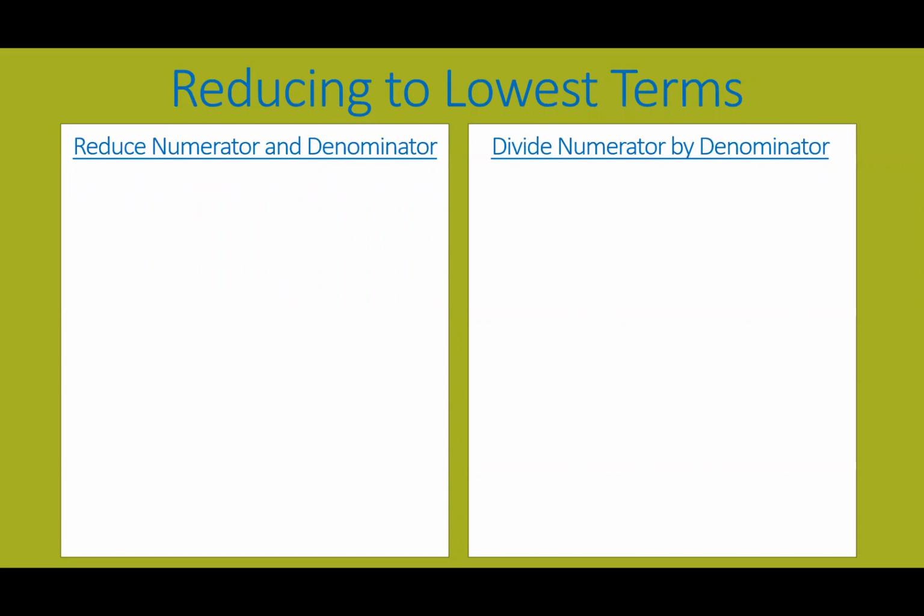Okay. So here are the 2 strategies. Reduce the numerator and denominator, or divide the numerator by the denominator. Both of these involve division. So we are essentially dividing fractions. Not really, we're dividing whole numbers, really. Okay, let's do an example of when we would reduce the numerator and the denominator.